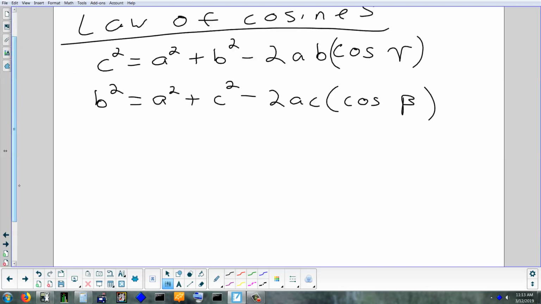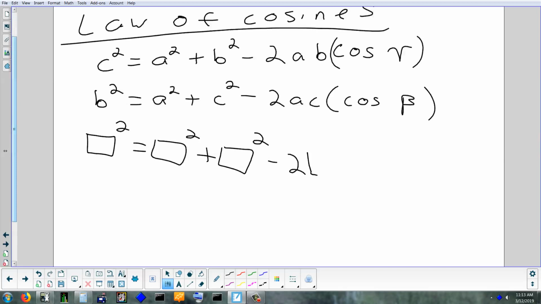So basically, this is your pattern. Something squared, something squared, something squared, just like the Pythagorean Theorem, minus 2 something something cosine something. You just fill in those 1, 2, 3, 4, 5, 6 boxes.